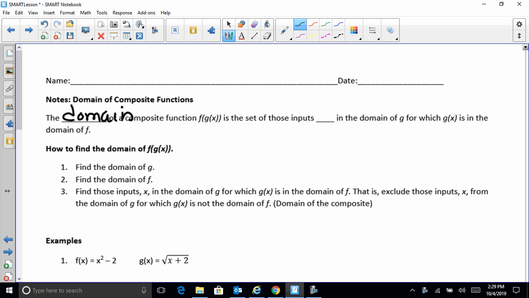So the domain of our composite function, f of g of x, is the set of all those inputs x in the domain of g, for which g of x is in the domain of f. So when we're looking at this, we have to start by looking at what we're inputting into the function to make the composite function. We have to look at, are there any restrictions to that? So we have to find the domain of g. And then we're going to make the composite and see if there's any additional restrictions based off of that composition. So we're going to work a couple examples.